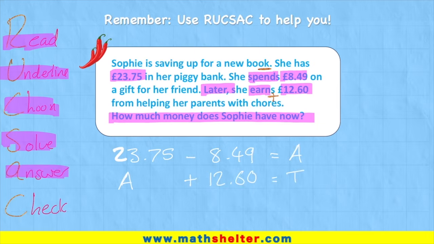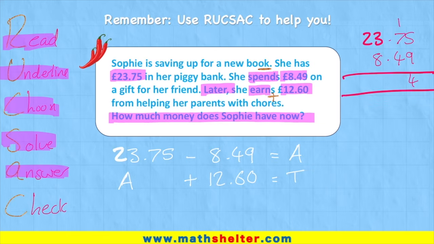Now I need to actually get the answer, and I'm going to use my column methods to do it, starting with £23.75 added to £8.49, making sure I keep my decimals in line so I know I don't make a mistake. Here we go. 5 plus 9 is 14. 7 plus 4 is 11. Plus my 1 is 12. Put back my decimal, that's very important.